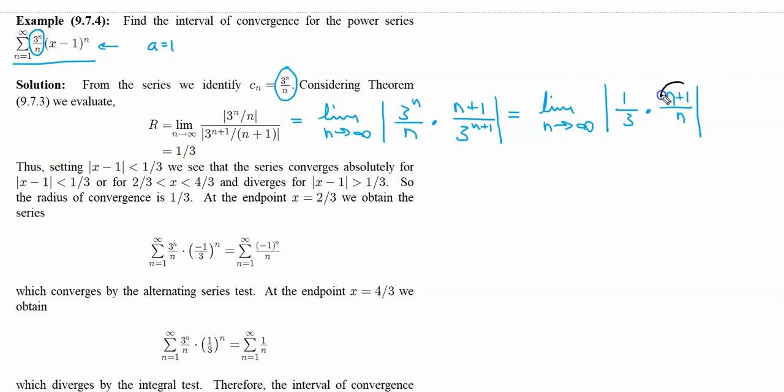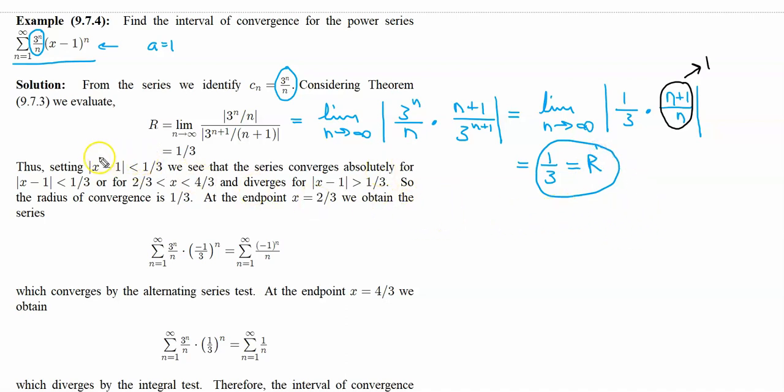And of course, as n goes to infinity, this term right here approaches 1. And so we're left with our answer of 1/3. And so that's what capital R is equal to. All right, so that's our radius of convergence, 1/3.